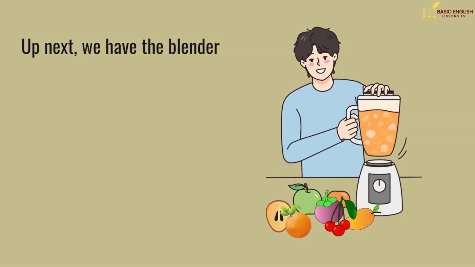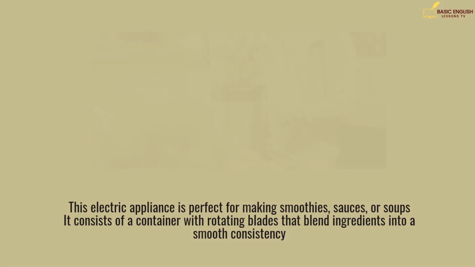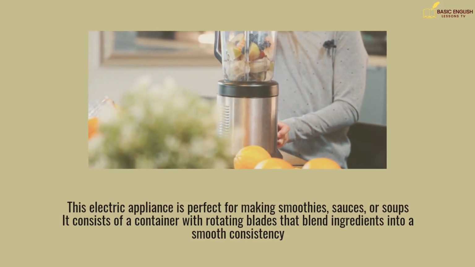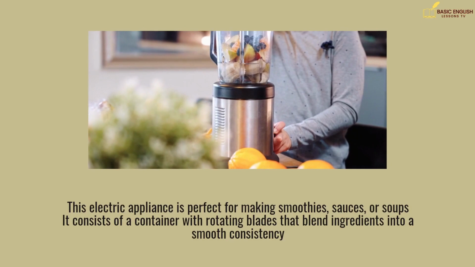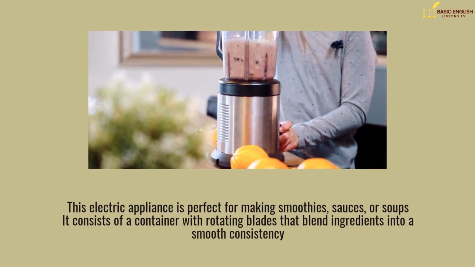Up next, we have the blender. Blender. This electric appliance is perfect for making smoothies, sauces, or soups. It consists of a container with rotating blades that blend ingredients into a smooth consistency.